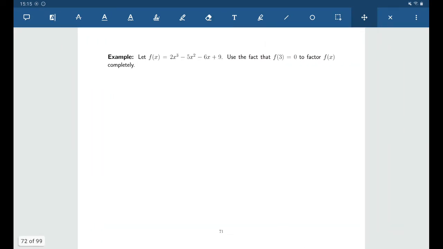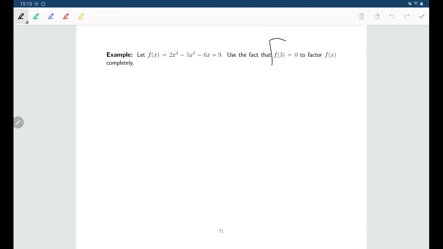All right, follow-up question here, or a related question rather. We have this polynomial and we have a fact. We know that f of 3 is equal to 0, and we want to use that to help us factor our polynomial completely. So the fact that we know is that f of 3 is 0, which means that x minus 3 is a factor.